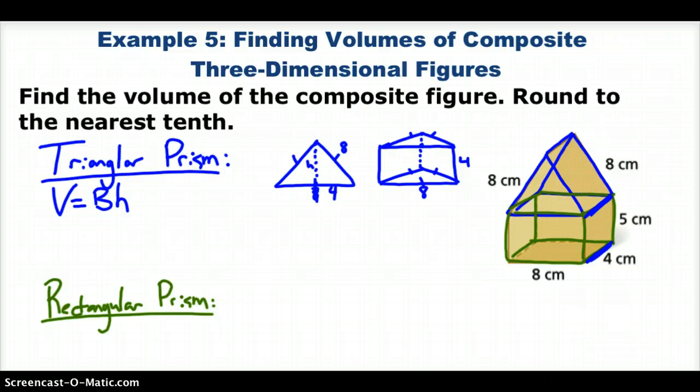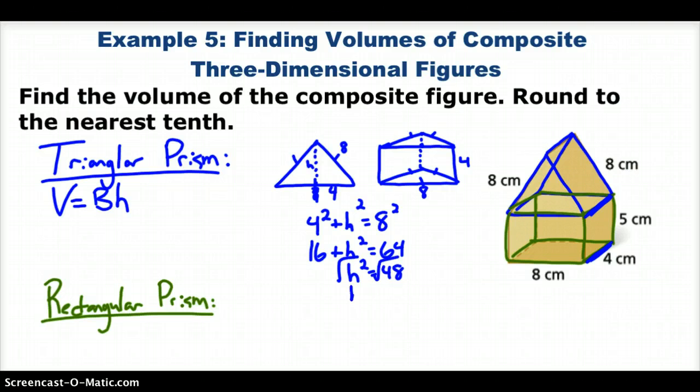I'm just going to use the Pythagorean theorem here to figure out what my height is. So 4 squared plus our height squared will give us 8 squared. So this gives me 16 plus h squared equals 64. I'm just going to subtract 16 from each side. So 64 minus 16 is going to give us 48. And I'll take the square root of both sides, and I'll get that my height is equal to radical 16 times radical 3. So our height is actually going to be 4 radical 3 centimeters.